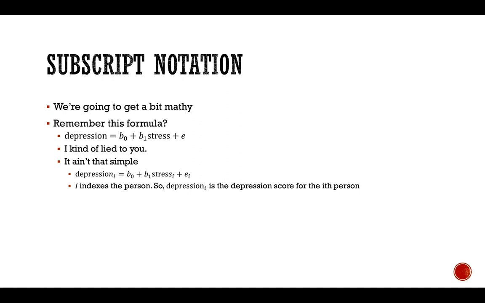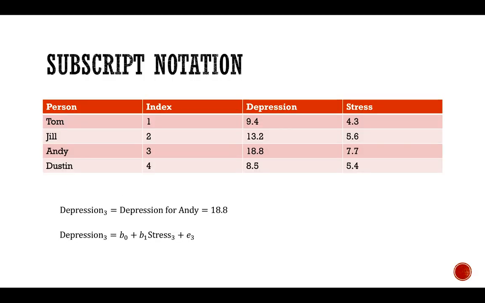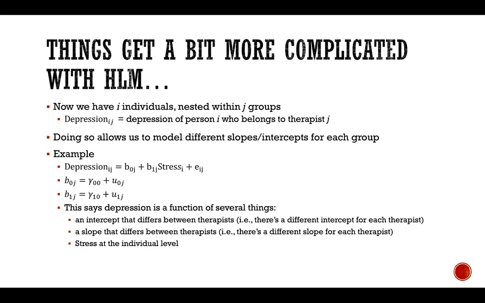So basically what we're saying here is that i indexes the person. So depression subscript i is the depression score for the ith person. For example, let's say we're looking at Andy. Andy's index is 3, meaning he's the third person. So we could say depression subscript 3 is the depression for Andy, which is 18.8. And our model might say that depression subscript 3 is equal to B0 plus B1 times stress sub 3, which for Andy is 7.7. That's all it is.